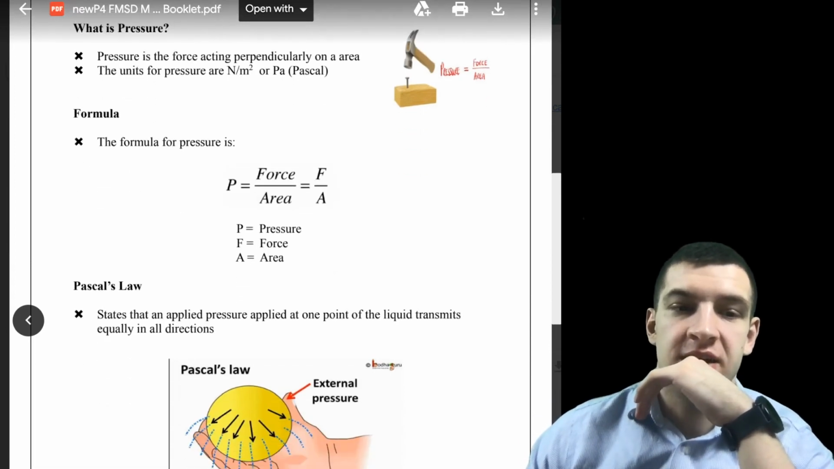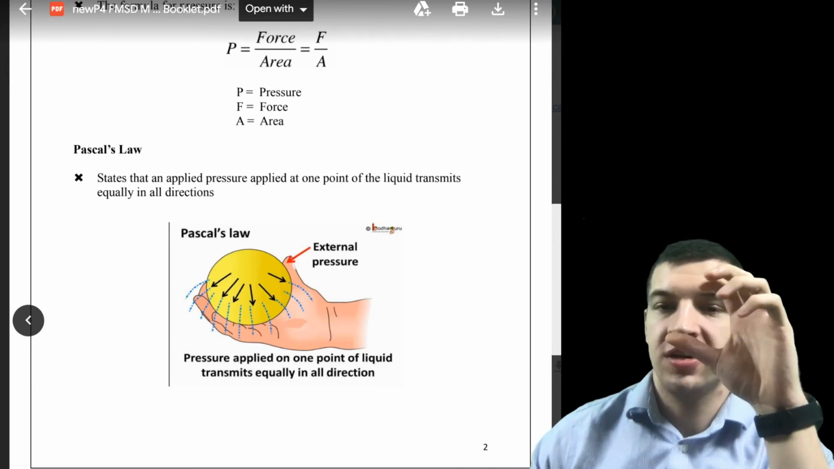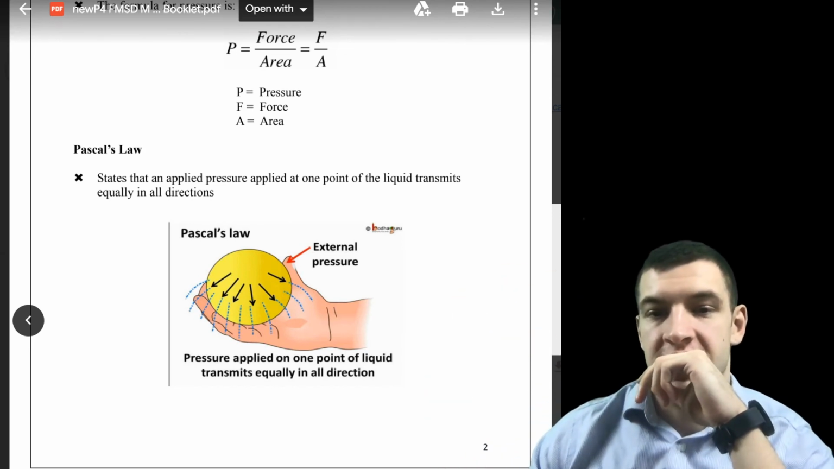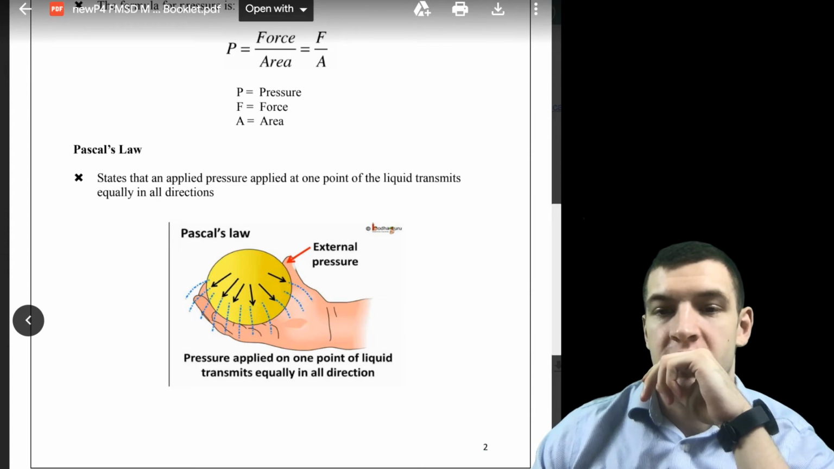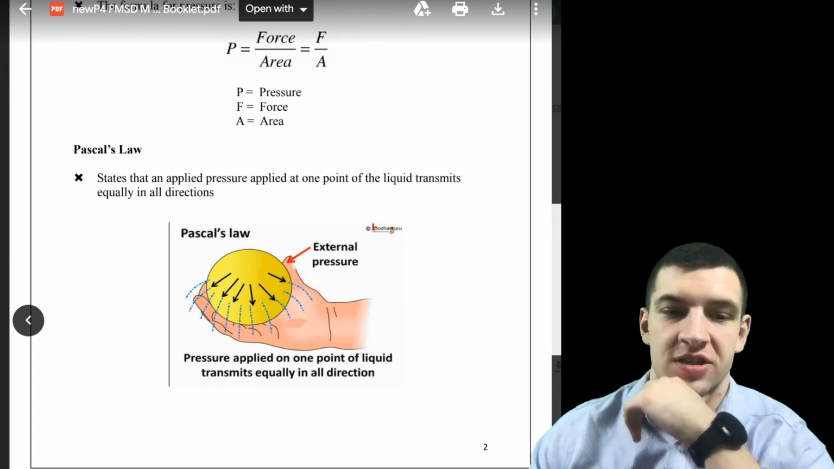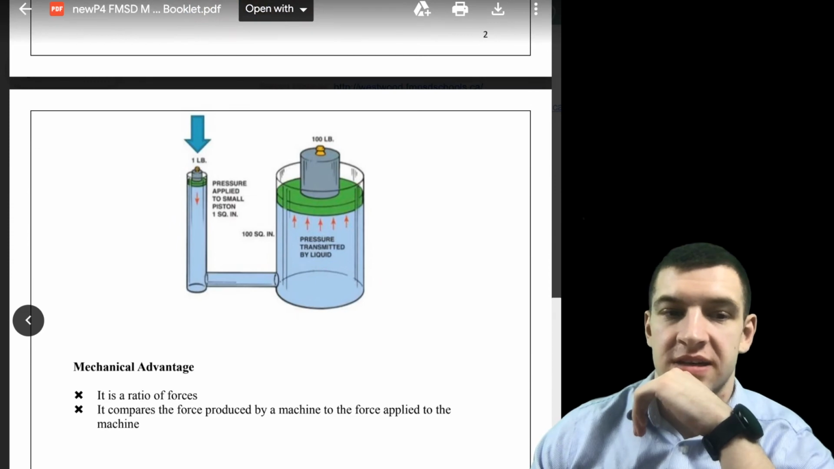So Pascal's law states that pressure applied at one point of the liquid transmits equally in all directions. So if we look at this picture here, you're squeezing the balloon and pressure is pushing back in all directions, right? So pressure applied on one point of liquid transmits equally in all directions. All right, so that's a water balloon, and you're giving external pressure to it. All right, we're looking at this picture as a hydraulic lift.